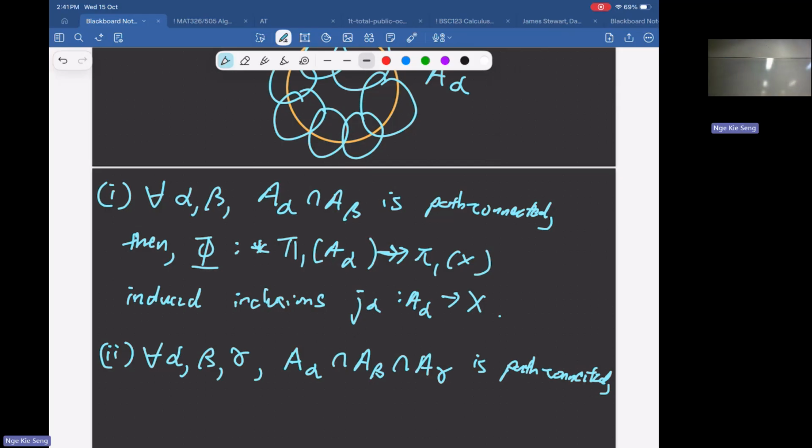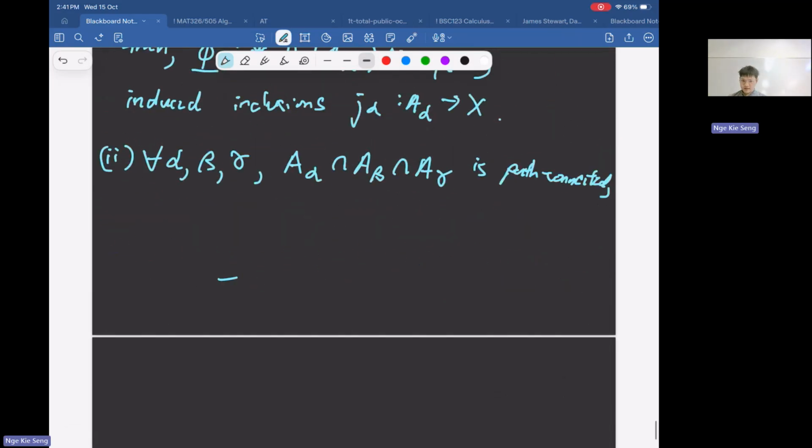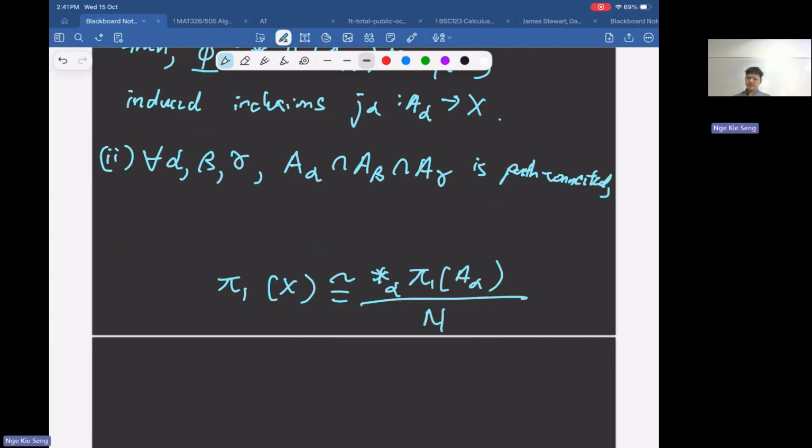Plus injectivity. So you got the isomorphism. Okay. So what's in the kernel? Let me write down the result first. So we want our pi 1 of X to be isomorphic to this free product quotient by some N here. So what's this kernel?